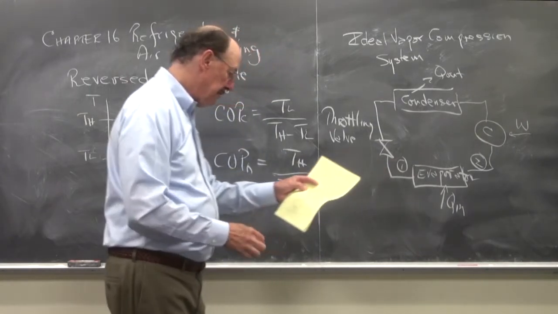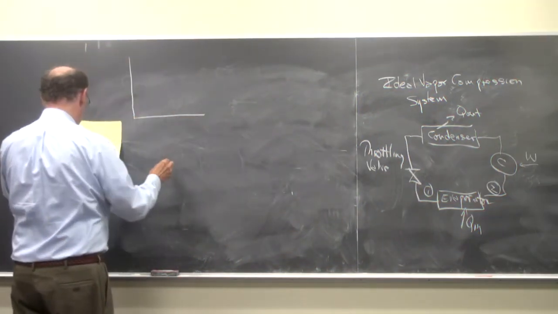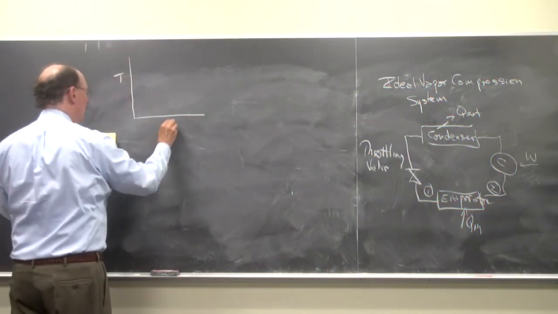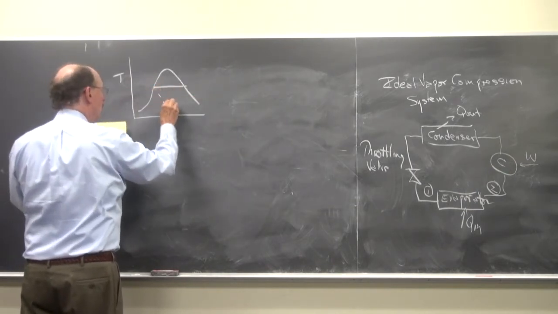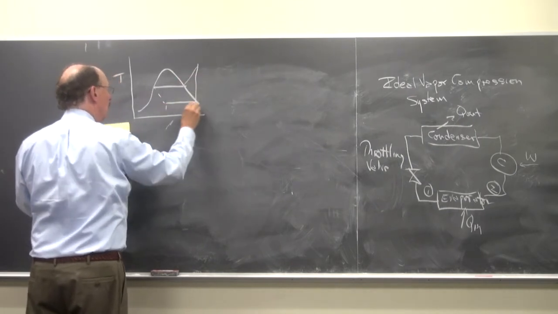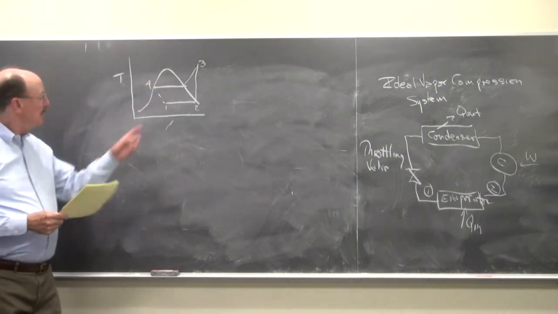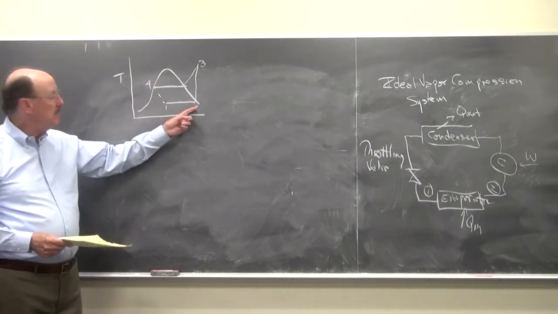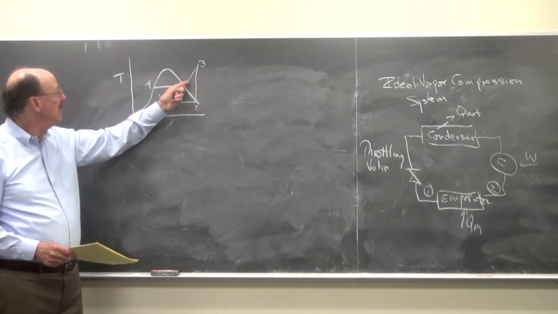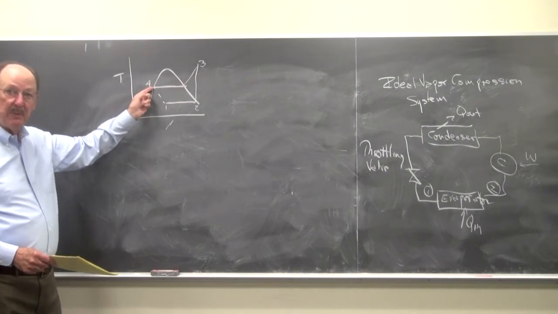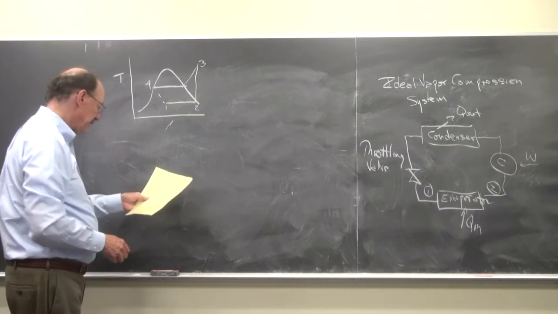And when I look at this on a TS diagram, we have the evaporation at constant pressure and temperature ideally. State 2 is a saturated liquid, isentropic compression, constant pressure cooling, saturated liquid here, and this is your drop through the throttling valve. So this is your constant enthalpy process.